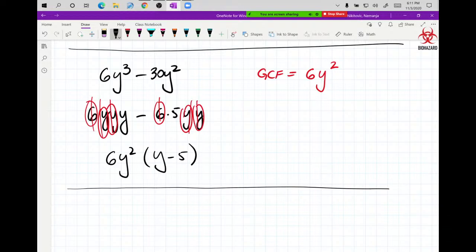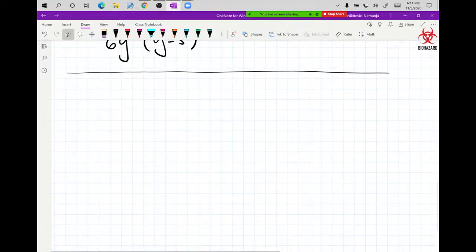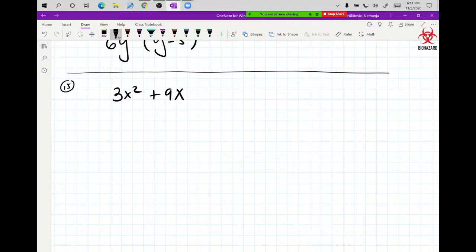I'm going to run into the back of the book and take a look at some of the problems that they pose there. So the next 3 problems will be all you guys. 3x squared plus 9x. This is problem 15. Go.